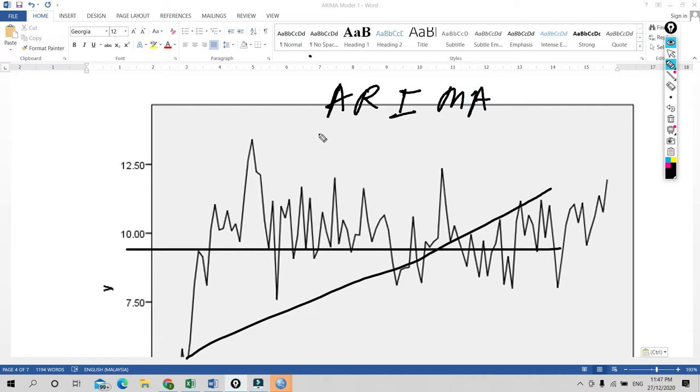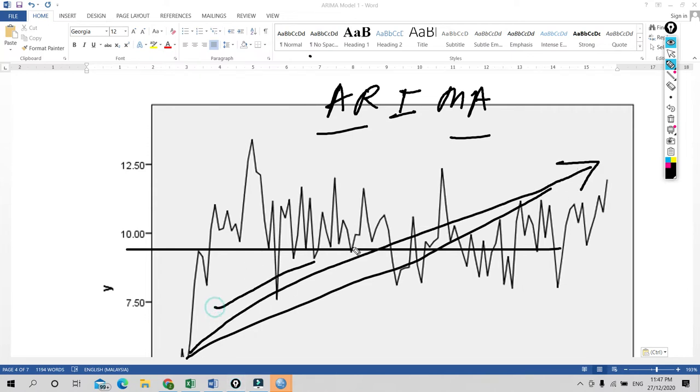But we do not know whether it is AR, MA, or the combination. But from this graph, assume that there is an upward trend line here. So we need to do differencing. Let's say I try first order differencing, so D is equal to 1.